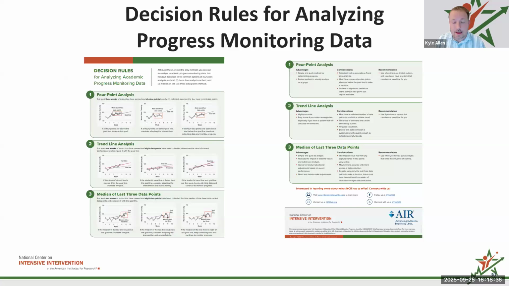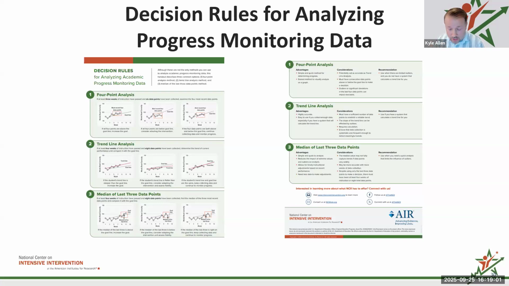At NCII, we have decision rules. Decision rules are a very important part of this progress monitoring process. It's like I tell my kids when we play a board game, there's rules and we're all going to play by them. So we all understand that this is what's expected. It's no different than with decision rules for analyzing progress monitoring data. You can learn more about this.